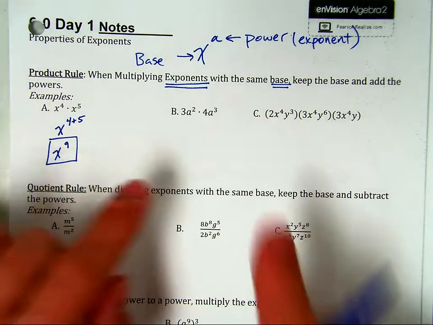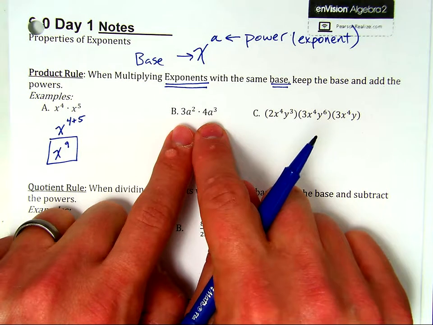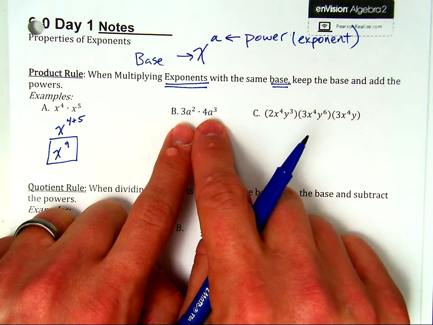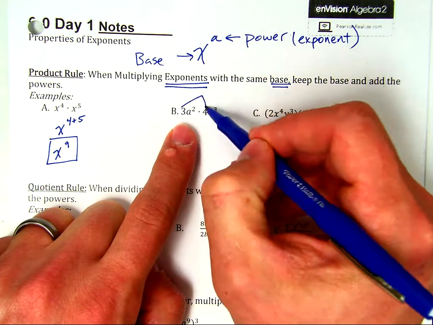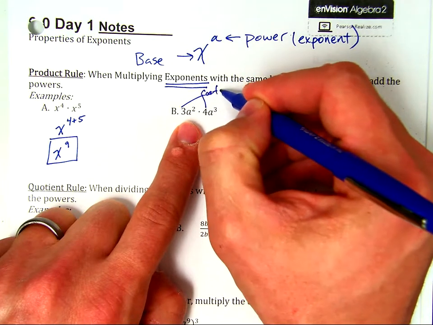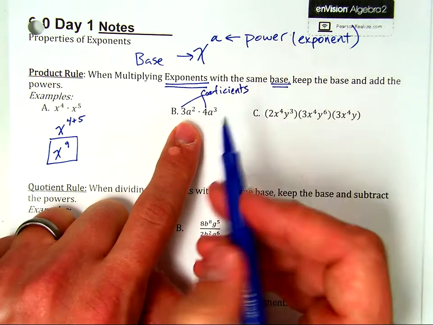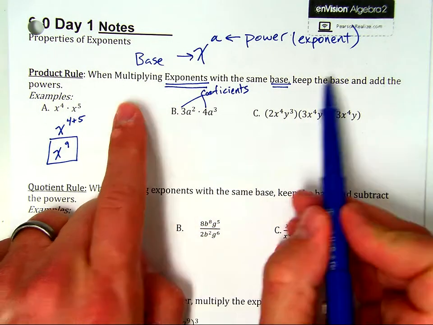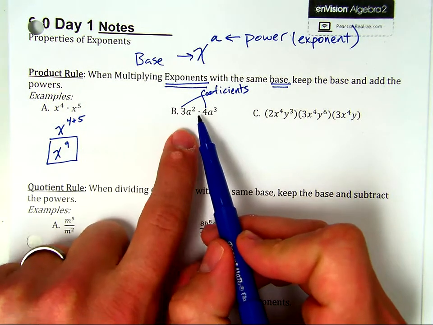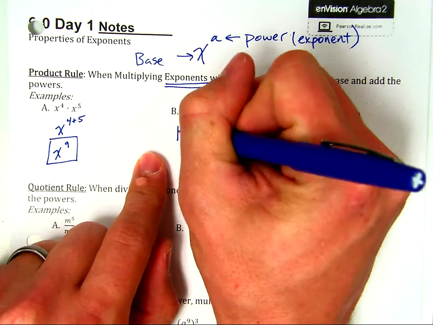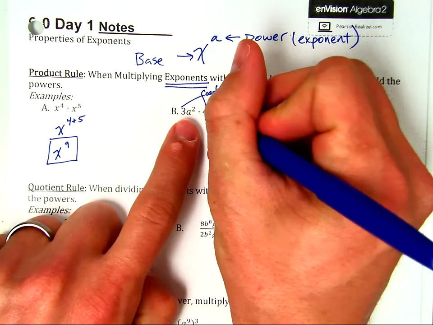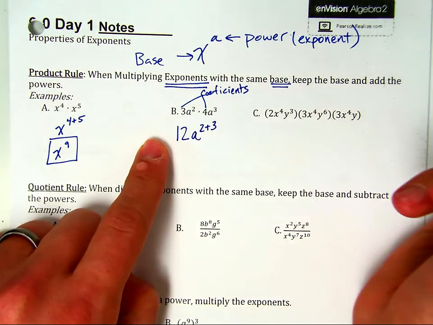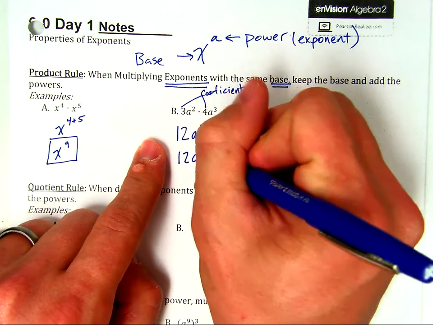Now, the next one, we have 2 expressions that we're multiplying: 3a to the 2nd times 4a to the 3rd. These are exponential expressions, but they have coefficients as well. So 3 and 4 are what we call coefficients. They're not bases, so we don't add the coefficients, but because we're multiplying these, we multiply the coefficients, so 3 times 4 is 12. Then with the exponential expressions, we keep the base and we add the exponents. So this becomes 12a to the 5th.